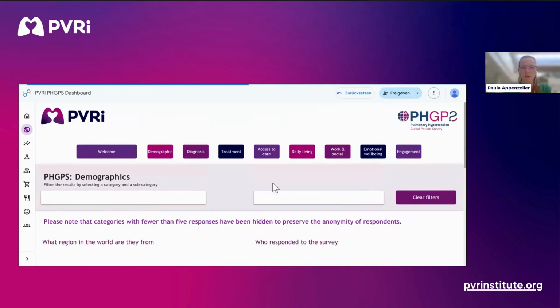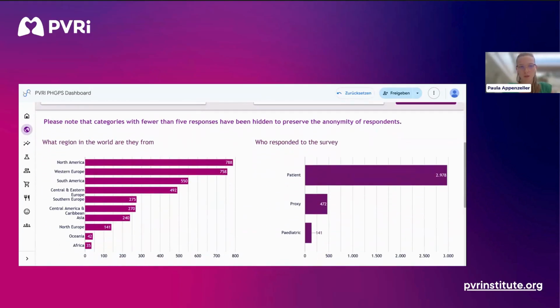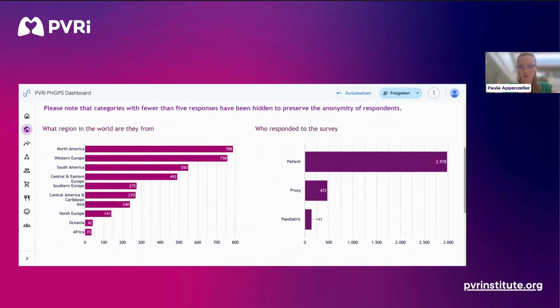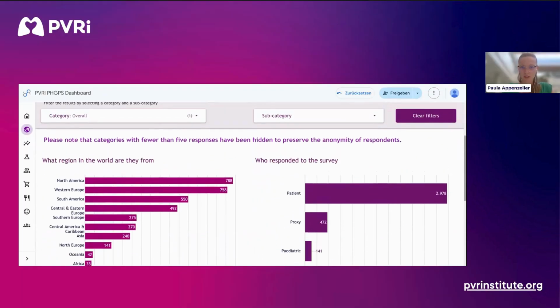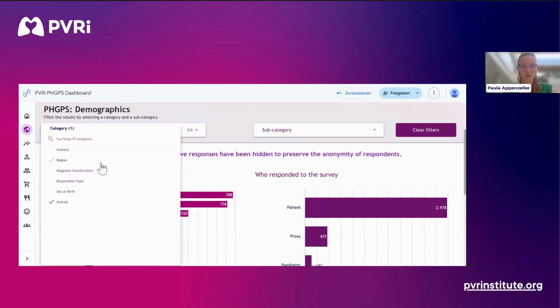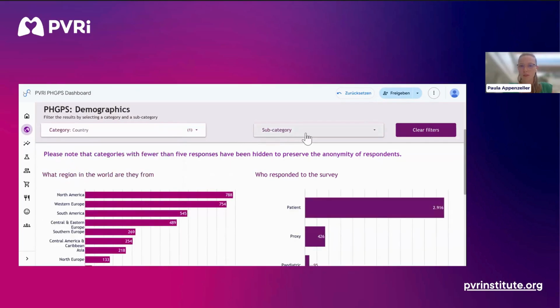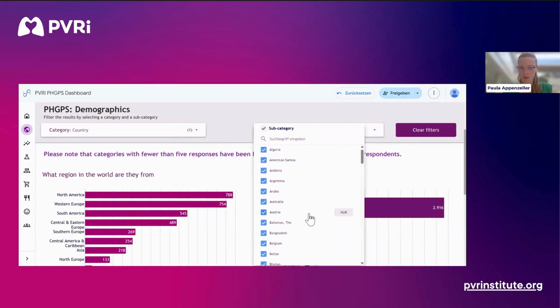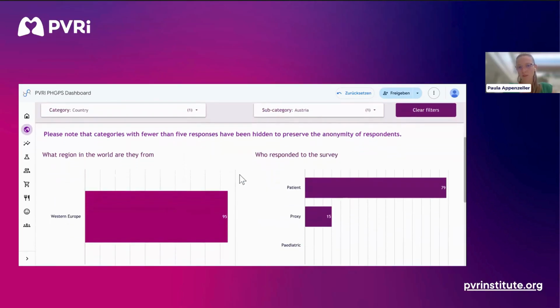If we click on the demographic tab, we will be redirected. You can see there's now a new field where we can filter. Down below, you see the different questions: where people are from, who responded, their age and sex. We might be interested in the results of a single country, so let's apply a filter. We can go to the overall category and choose country. Then we go through the subcategory, where we can choose all the individual countries. I'm going to pick Austria, and then we can see the different results.